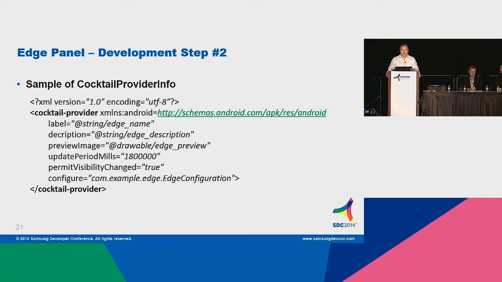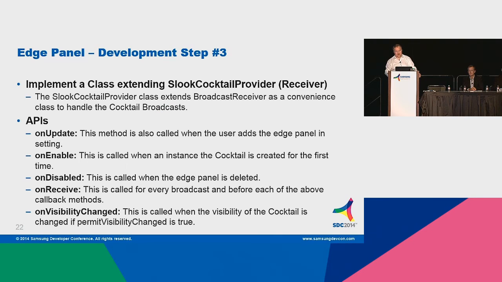The permit visibility option has been set to true, so that the onVisibilityChanged callback method will be called every time the visibility on the edge of the screen changes. Additionally, settings are available for the user to configure and have been implemented within the application in the com.example edge configuration activity. And then the next step is to implement a class to extend the SlookCocktailProvider.